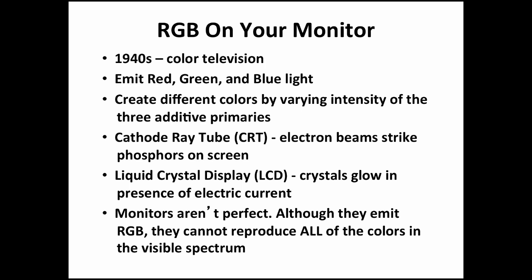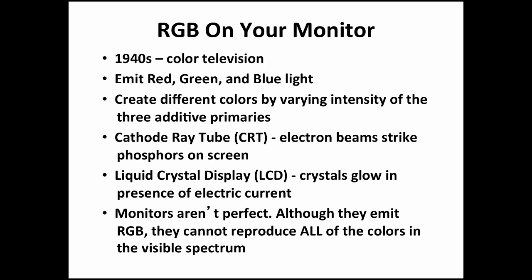At about that same time, beginning in the 1970s and continuing into the 1980s, color television technology was adapted to create computer monitors. A color television, or a computer monitor, emits three wavelengths of visible light: red, green, and blue light, the three additive primaries. And a color TV, or a computer monitor, can create all of the different colors in the visible spectrum by simply varying the intensity of those three additive primary colors.